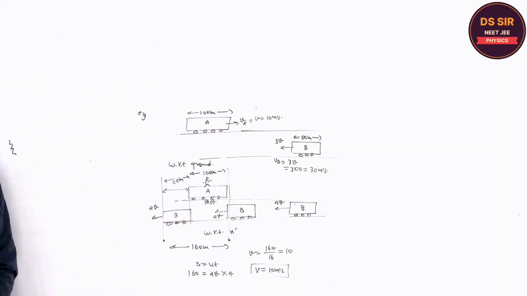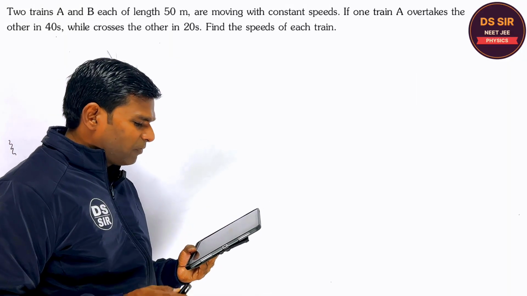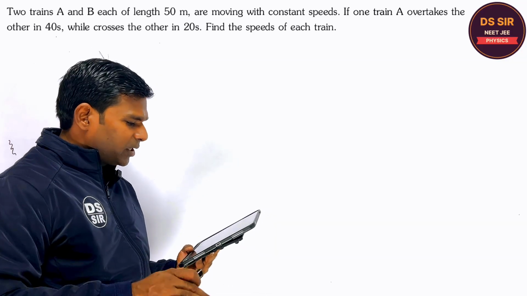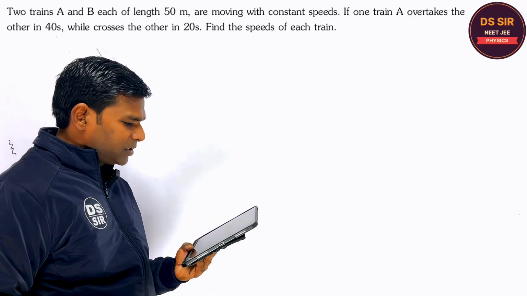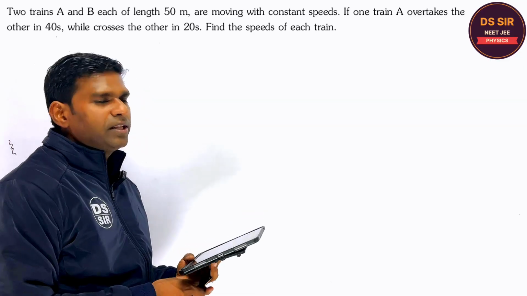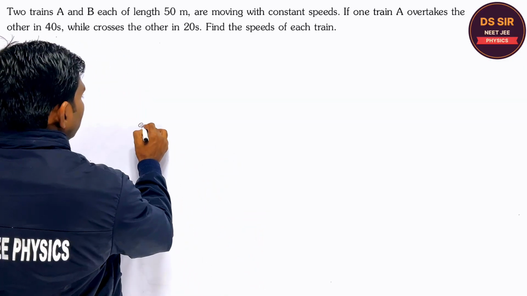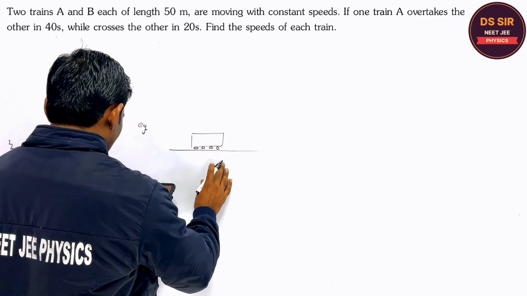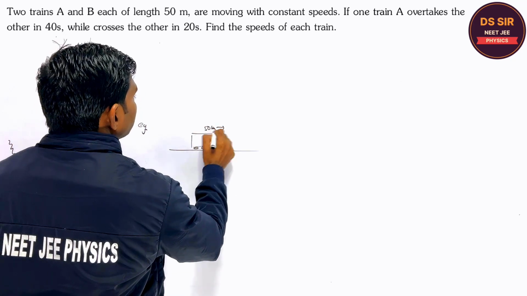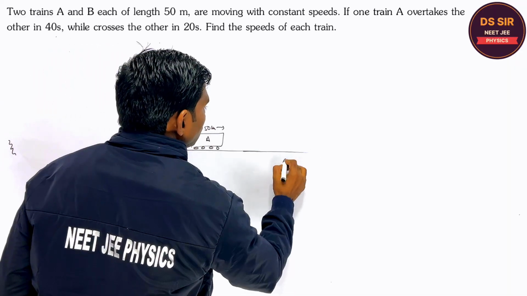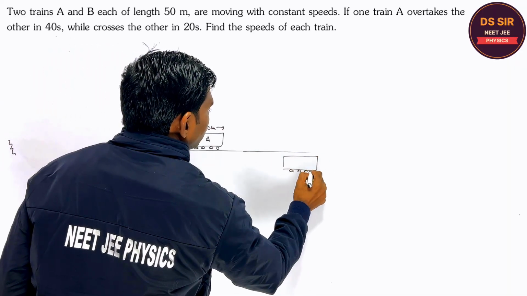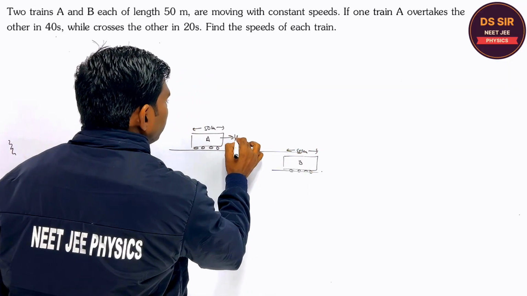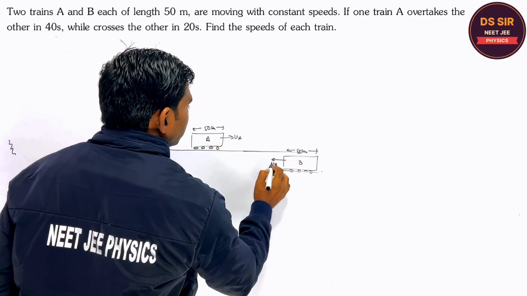Copy. There are two trains A and B, each of length 50 meter, moving with constant speed. If train A overtakes the other in 40 seconds while it crosses the other in 20 seconds, find the speed of each train. So in this solution, suppose this is the train A and the length of each train is 50 meter, and this is also the train B of 50 meter. Is it clear or not? Assume the velocity of A and the velocity of B.